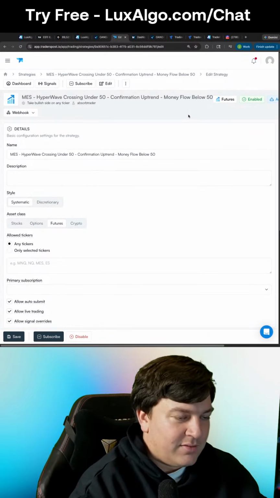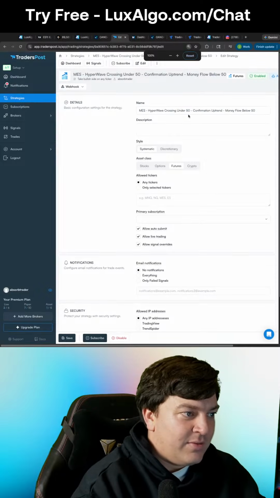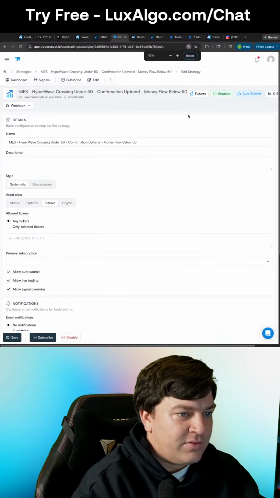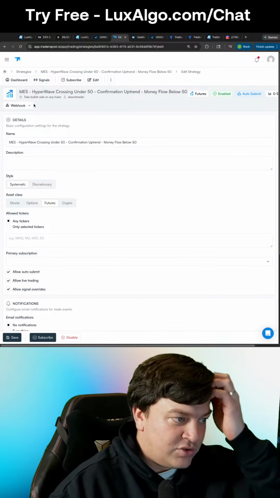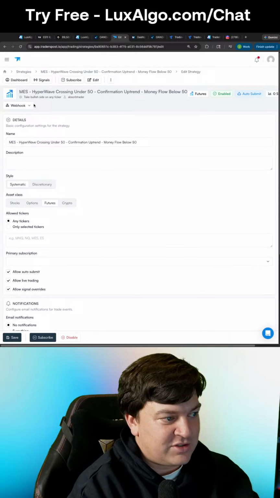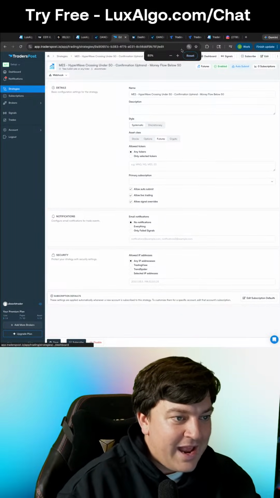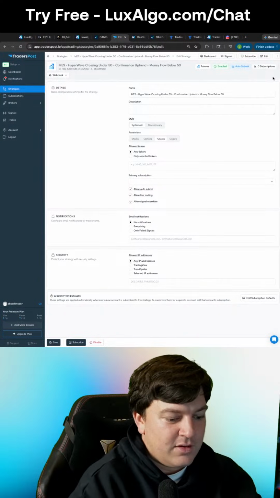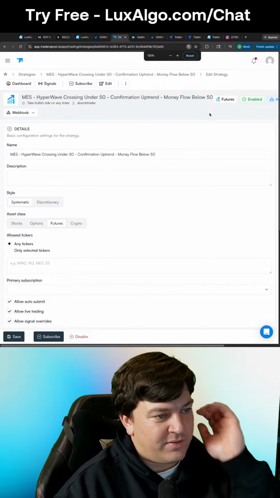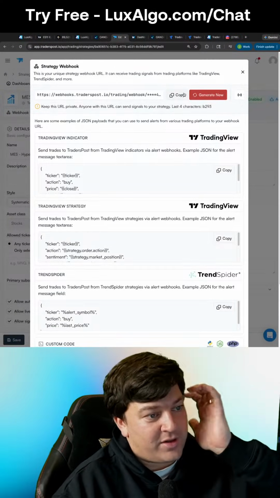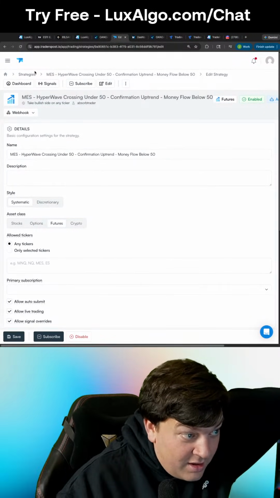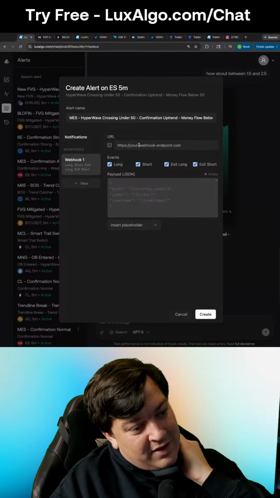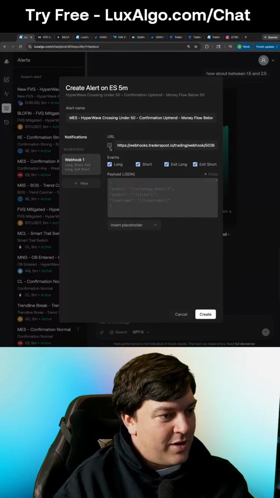Let me zoom out. So when you do first get it, there you go. Where'd that webhook go? There it is. So right here, it says webhook. If you're doing it on a desktop, it's usually in the top right-hand corner. But since we're on mobile here, you get your webhook link right here. So you just copy that webhook link on your strategy that you made on Traders Post. I go over this in the video as well.